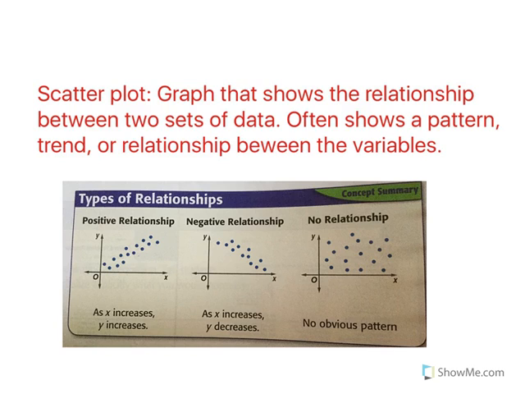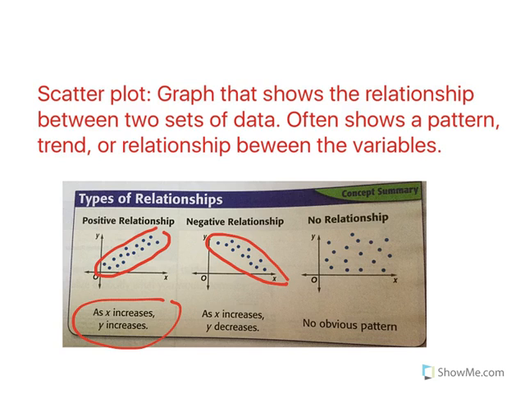You can say it has a positive relationship, where as the x increases, the y increases. You can see that they're both going up in a positive direction. You can also have a negative relationship, so as the x increases, the y decreases. It's that negative slope, that negative trend. All the data points are going the opposite direction.